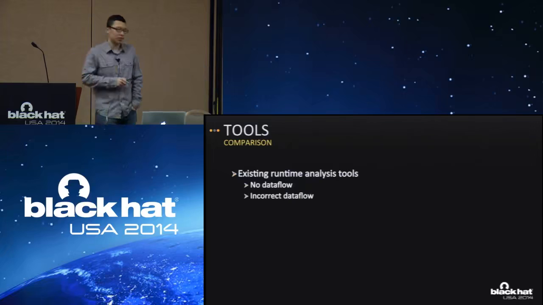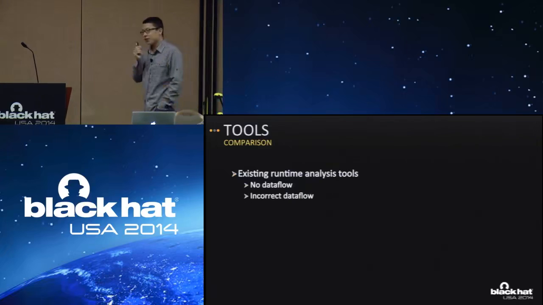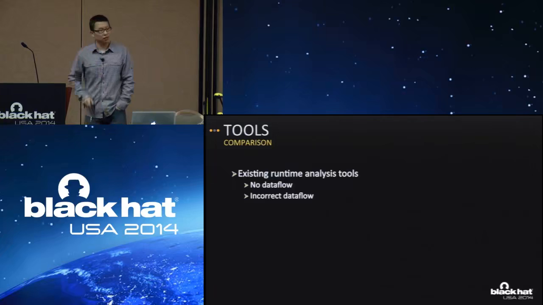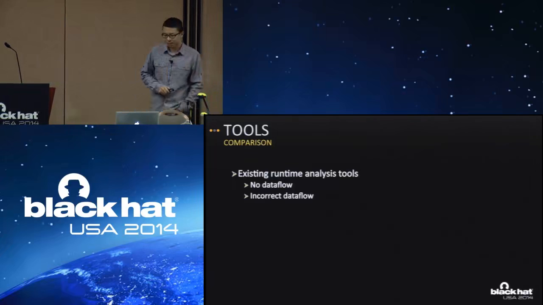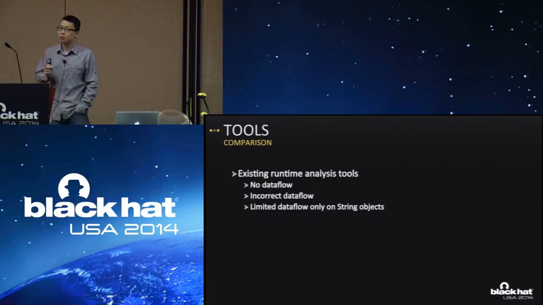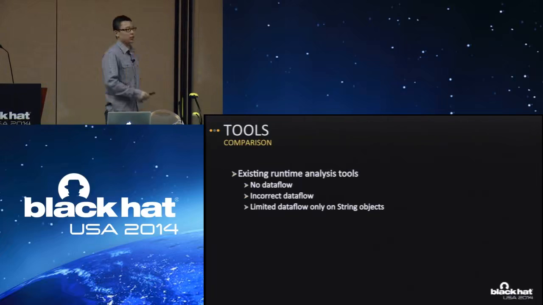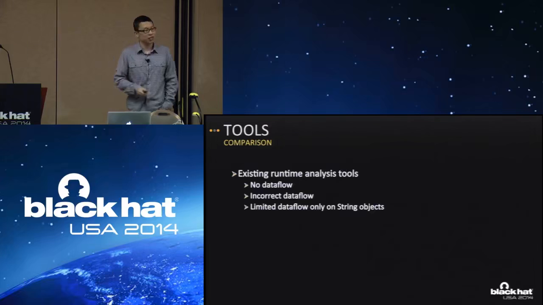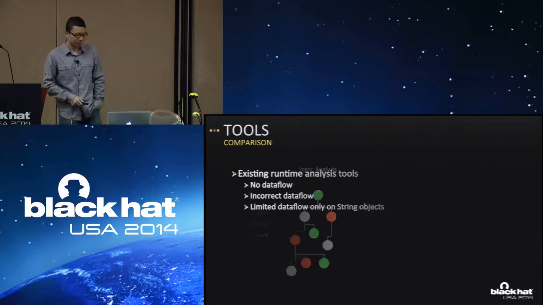And then some of them have incorrect data flows. I will talk more about what a correct data flow means, but if you think about it, data flow is completely different from stack trace or control flow. How to get a correct data flow is very challenging. And some of the tools do have correct data flows, but only on very limited objects, for example, strings or other immutable objects. As we'll talk about later on, immutable objects are really easy to track data flows for, but mutable objects are not. And I will explain why later.